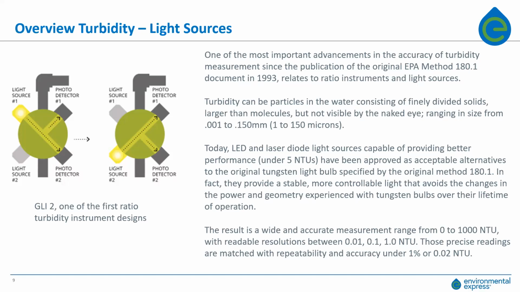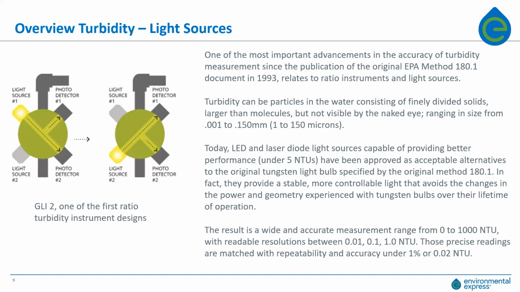The other problem that can arise is differences in light intensity. If the voltage supply to that white light source is consistent and non-fluctuating, it's a pretty stable light source. But if there are fluctuations in the voltage to the light source, that can have an increase in light intensity as well as decrease. The result is a wide and accurate measurement range from 0 to 1,000 NTUs with readable resolutions between 0.01, 0.1, and 1 NTU.